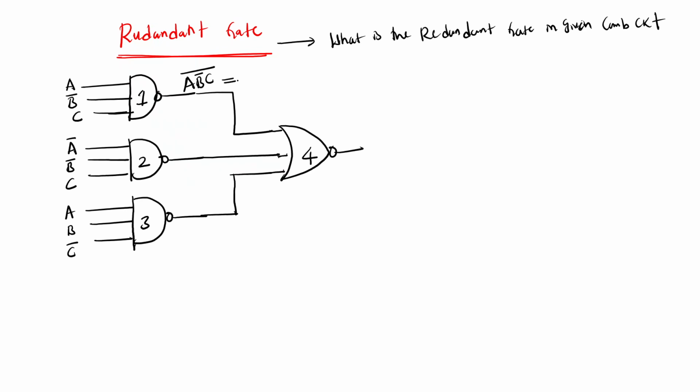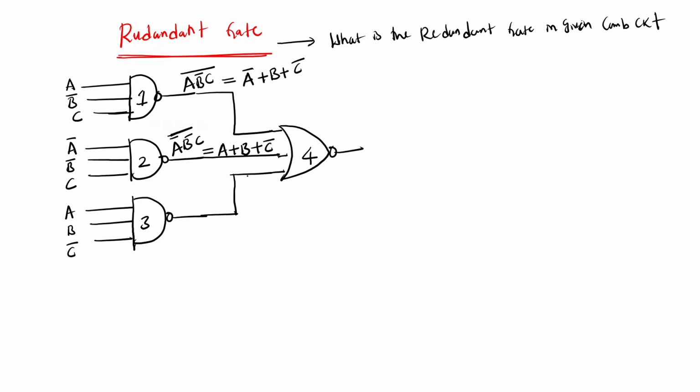So if you apply De Morgan's law, what you are getting? A bar plus B bar whole bar, complement of complement is true form, plus C bar. Okay, and next, if you see, this is nothing but what? (A bar B bar C) whole bar. So if you apply De Morgan's law, complement of complement is true form, so this is A, and here also complement of complement is true form, B plus C bar.